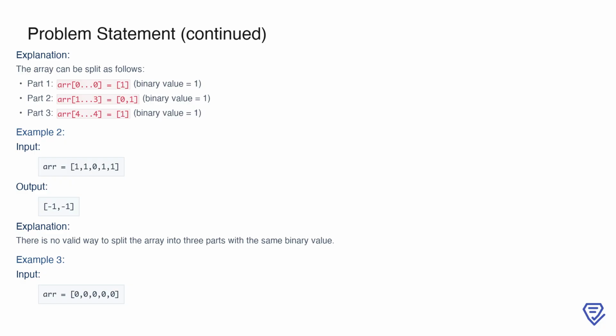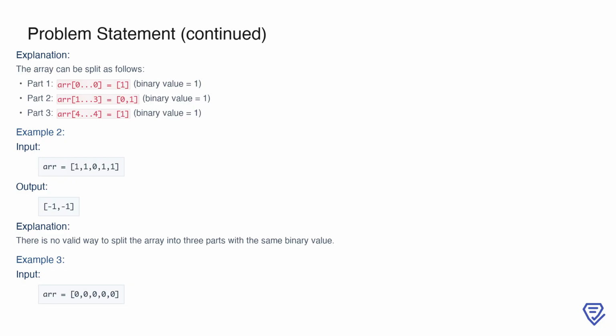However, in the second example, with the input 1, 1, 0, 1, 1, there is no way to divide the array into 3 parts such that all parts represent the same binary value. As a result, the output is -1, -1.